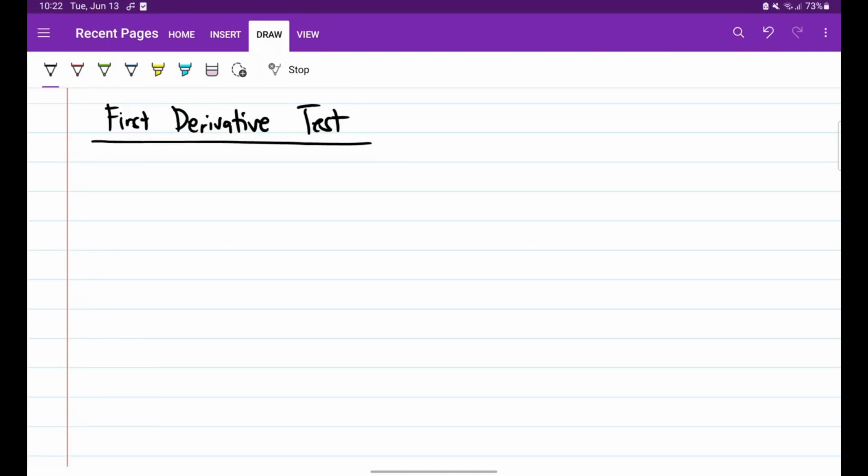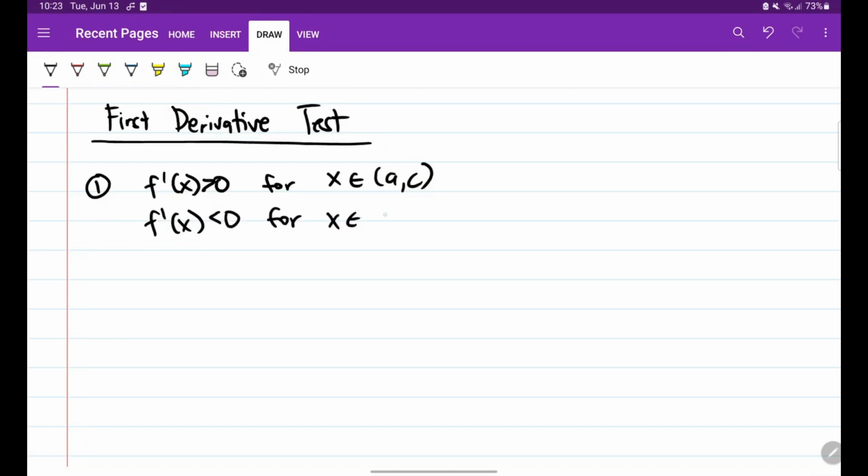Pag isa-summarize natin, ang first derivative test ay nahati lang sa tatlong idea. Okay? So, the first one is if f prime of x is greater than 0 for x between a and c, and then f prime of x is less than 0 for x is an element of c to b, okay? Then we have a relative max at x is equal to c. Okay, so para hindi natin to kabisaduhin, imagine na lang natin to within a graph.